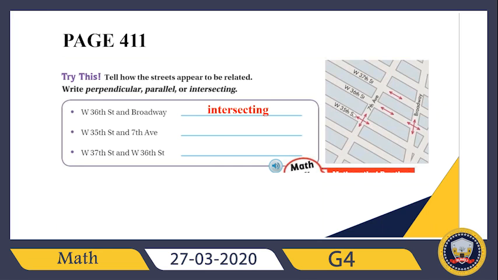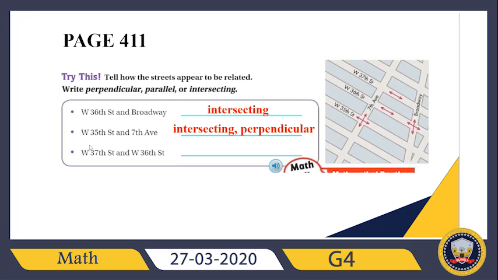W35th Street and which one? 7th Avenue. Okay, like you said, there is only one exact point here, right? But this time, these intersecting lines also look perpendicular, right? So I can say this is intersecting and perpendicular right now because it looks perpendicular. It says tell how the streets appear to be related.